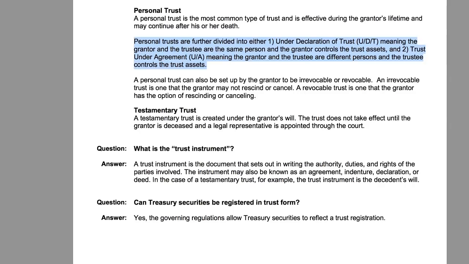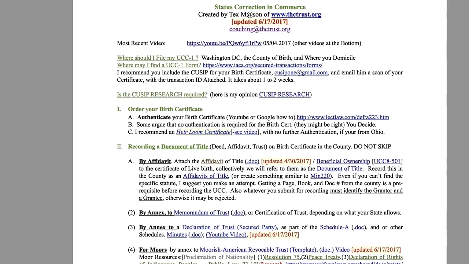So I'll read that again. Personal trusts are further divided into either under declaration of trust, meaning the grantor and the trustee are the same person, and the grantor controls the trust's assets, or a trust under agreement, meaning the grantor and the trustee are different persons, and the trustee controls the trust assets. So what they're not telling you, which is common sense in the first part, when the grantor and the trustee are the same, well, they do tell you they're the same person. The trustee always controls the trust assets.